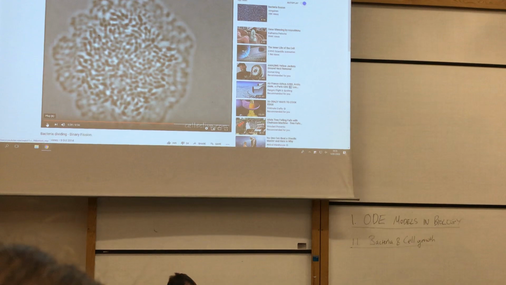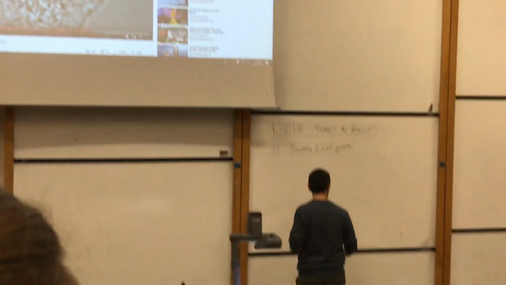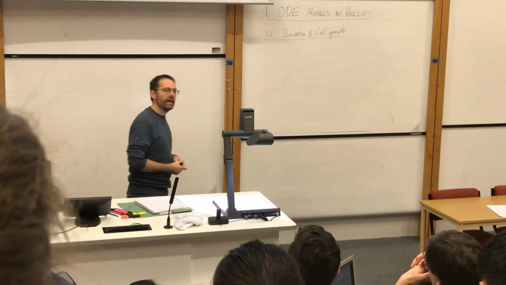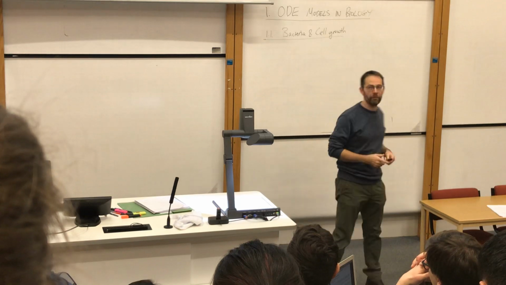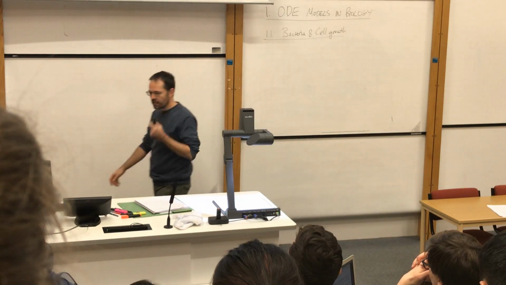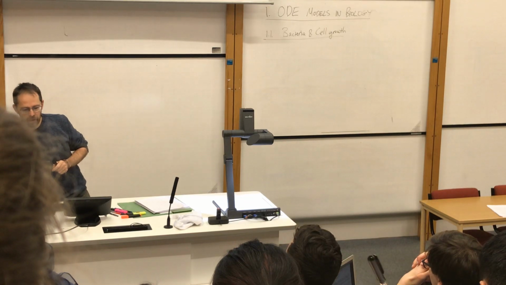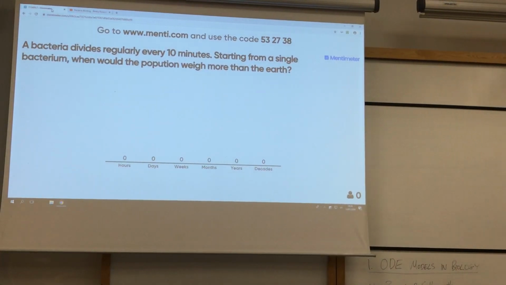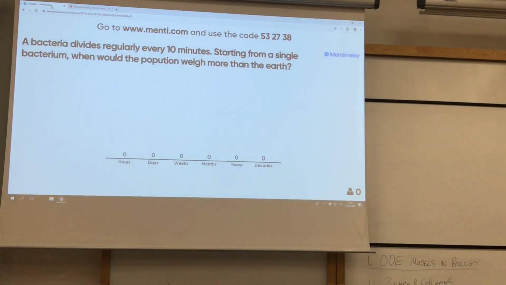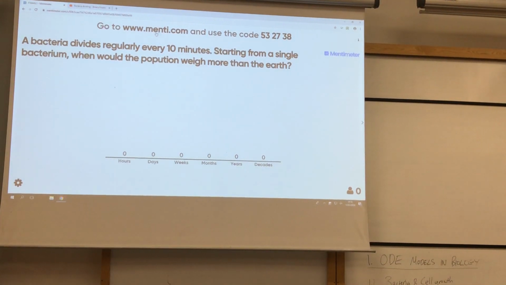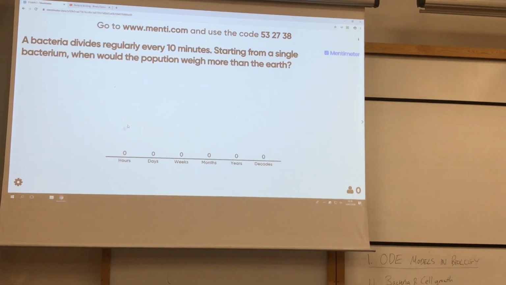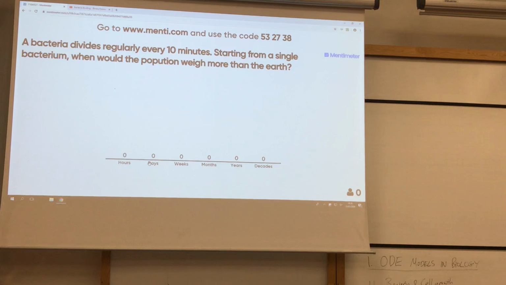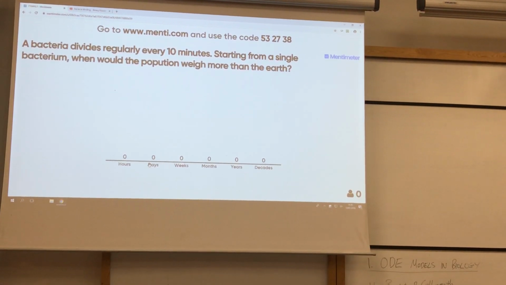Given this massive importance of cell growth, it's essential that we have good models to describe how cells are growing. So let's think about how we could model that. Let's do a couple of interactive quizzes. If you have your mobile phone switched on, go to this website here, www.menti.com, then use this code here, and you should be able to get up to this page, just to get you thinking about this problem of cell growth.